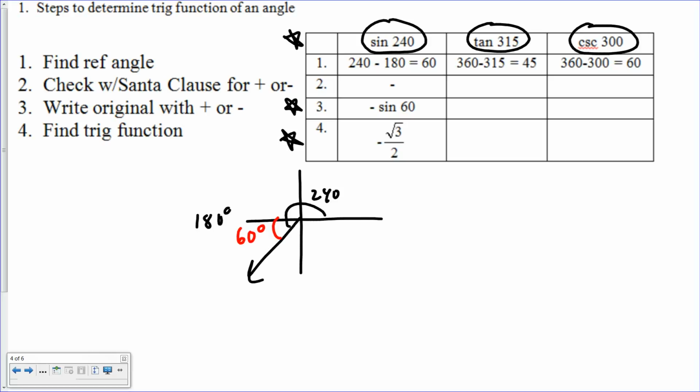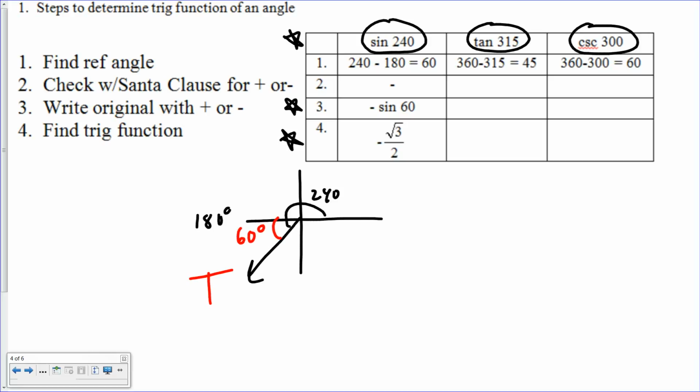At this point, I'm going to see that I want to write the sine of 240 is the same as the sine of 60, because it's a reference angle, but it differs by either a positive or negative. And I'm going to remember in that quadrant, Santa Claus tells me that the sine is negative. So that's why I have a negative here, I have a negative here, and then when I evaluate from here to here, carry the negative sign down, and the sine of 60 is radical 3 over 2 by my table.